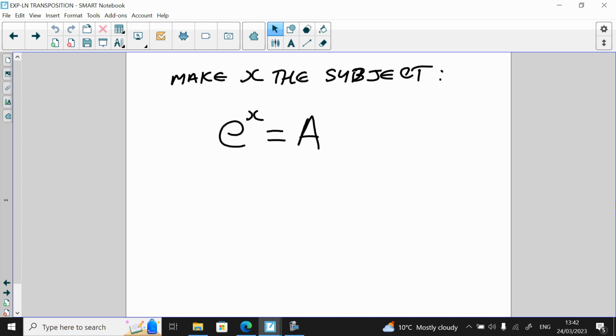So let's just take us through this. So e to the power x equals a. We want to get rid of e. So the inverse of e is ln, natural logarithm. So when we get rid of e on one side, we introduce ln on the other side. And that is it. Nothing else.